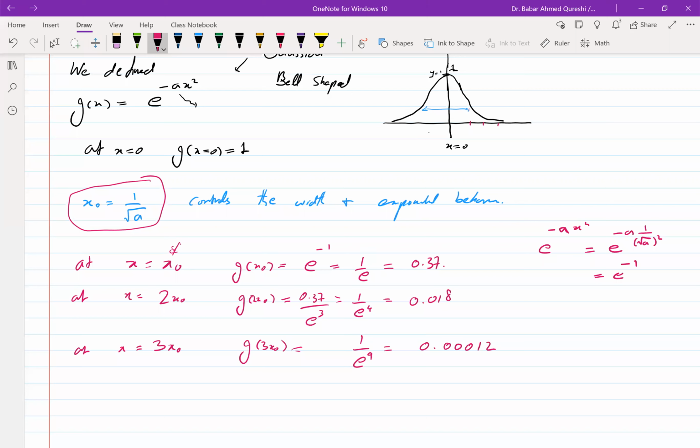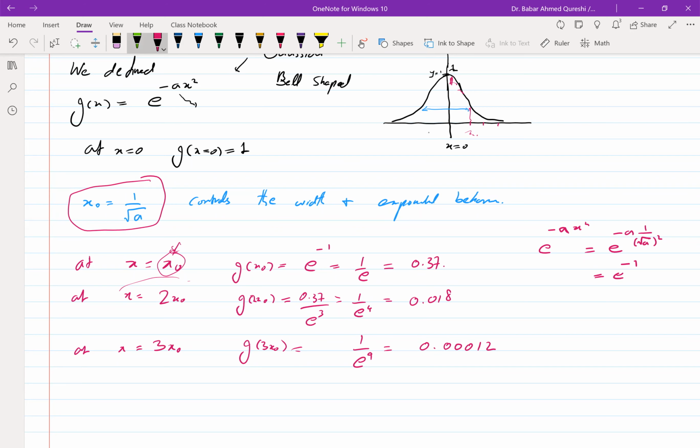Before this point, x is equal to x naught, it's not like if I take this value and double it and then double it, I don't go down so quickly. But further away from this point, as I double, I go down very quickly. So this controls how it goes down.